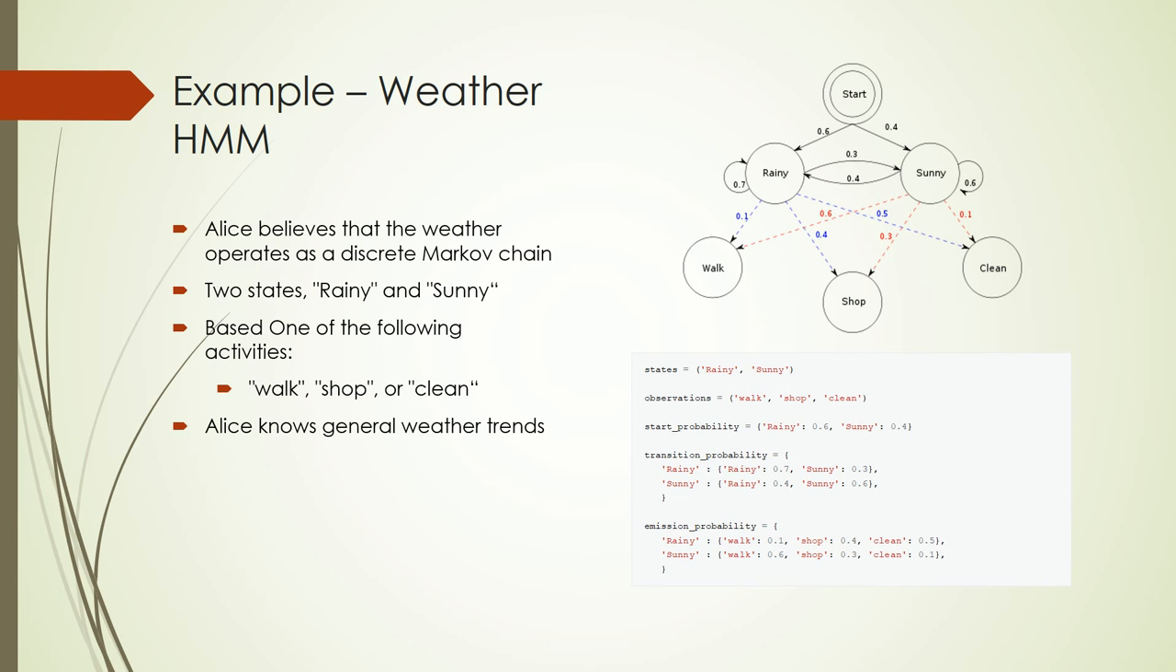And the last one, the emission_probability, represents how likely Bob is to perform a certain activity on each day. If it is raining, there is a 50% chance that he is cleaning his apartment. If it's sunny, there is a 60% chance that he is outside for a walk. So this is basically a typical example of a weather HMM.